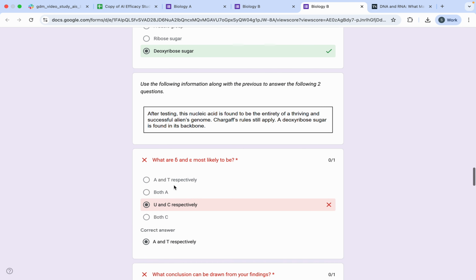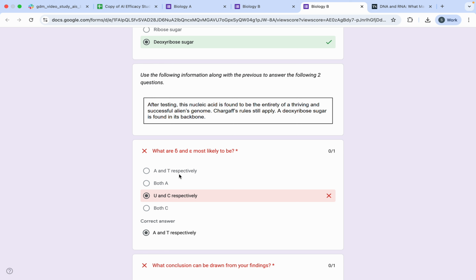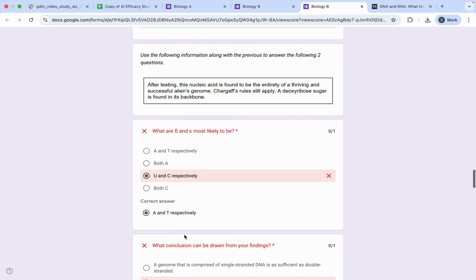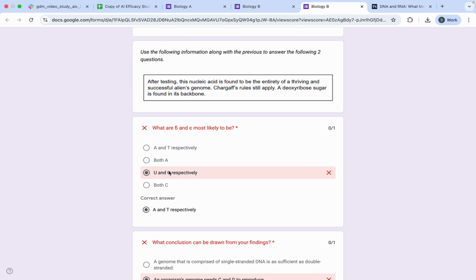And about this question, what must delta and epsilon look like? It is U and C that I have marked, so the answer is A and T respectively. So adenine and thymine is the correct answer.